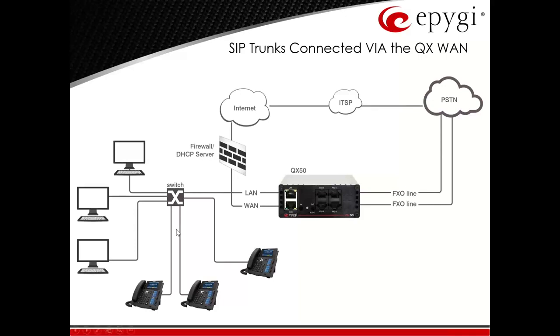I'm showing a simple network scenario. It's actually the same as what we're going to be using this morning. You've got a QX connected on the LAN side, with some IP phones. On the WAN side, it connects to a firewall / DHCP server, so it's on a private network, and that is the gateway out to the internet.